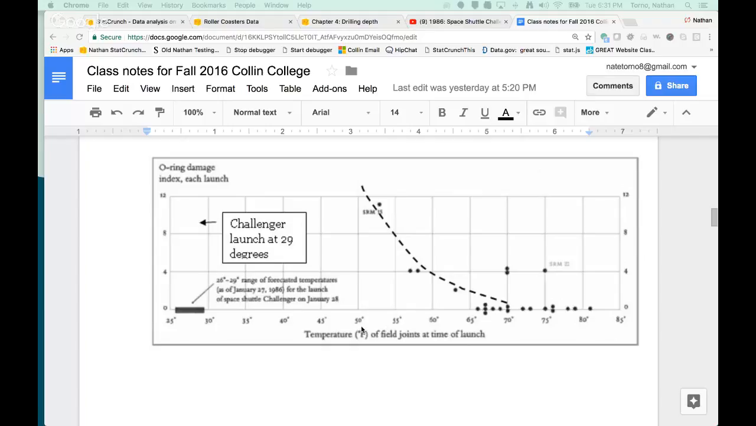The big issue, so you couldn't hear the sound of the video, but they actually had a lot of delays on this launch. It was launched January 27, 1986. The temperature was around 26 to 29 degrees Fahrenheit, so below freezing.